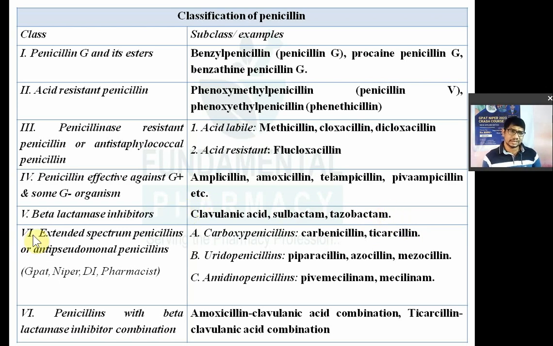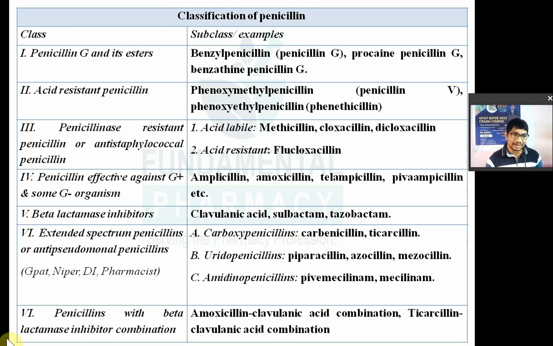Class 6 is the extended spectrum penicillins, also known as anti-pseudomonal penicillins. Remember, in that you have three classes. Carboxypenicillin includes carbenicillin, ticarcillin. Then ureidopenicillin includes piperacillin, azlocillin, mezlocillin. Then aminopenicillin includes pivampicillin and bacampicillin, and the remaining ones like ampicillin and amoxicillin also come in this.